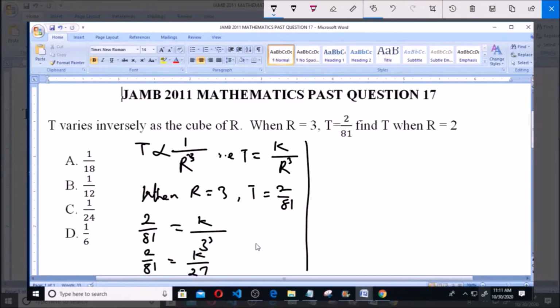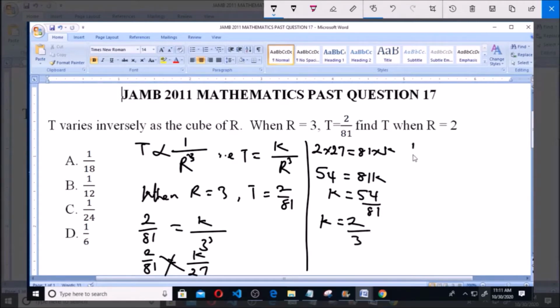27 is 3 cube. So from this, when we cross multiply, we'll have that 2 multiplied by 27 is equal to 81 multiplied by K. So therefore we'll have 54 is equal to 81 K. Then K is equal to 54 over 81, and that is equal to 2 over 3. That's the K. So therefore the equation connecting T and R is that T is equal to 2 over 3 over R cube.